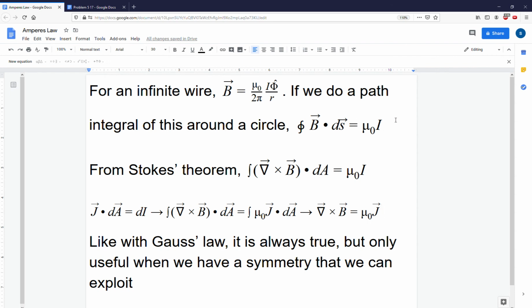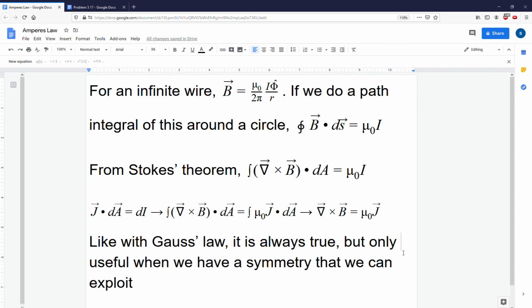Now, charge can be a point, so charge gets enclosed in a volume. Current has to flow from one point to another. So we say current has to pass through a particular surface. Now, like with Gauss's law, Ampere's law is always true. However, it's not always useful. In order to really get significant use out of Ampere's law, we need to have some kind of symmetry that we use. There are a few symmetries that are commonly seen.